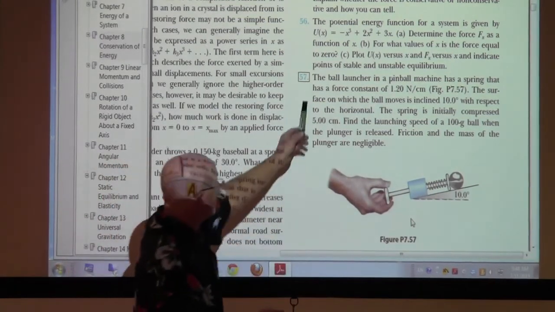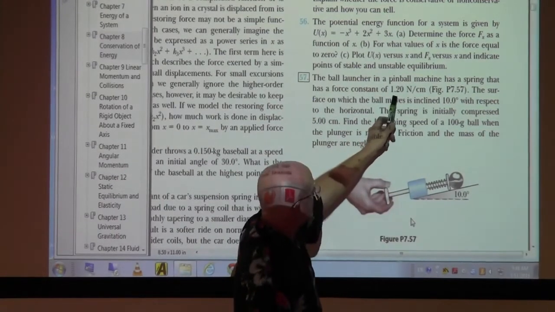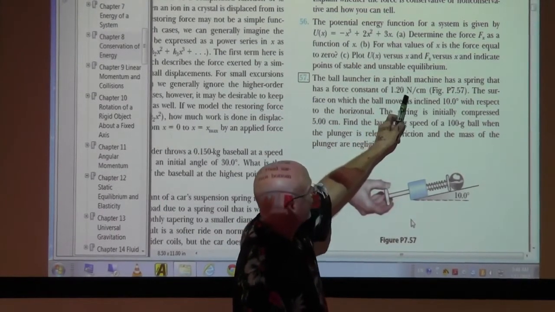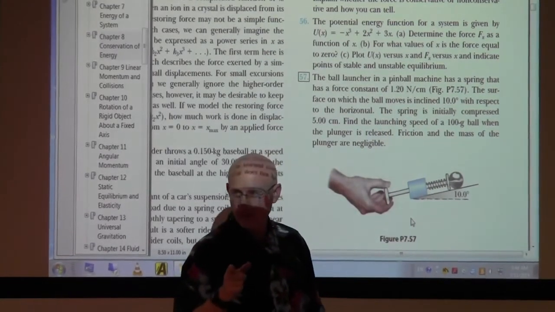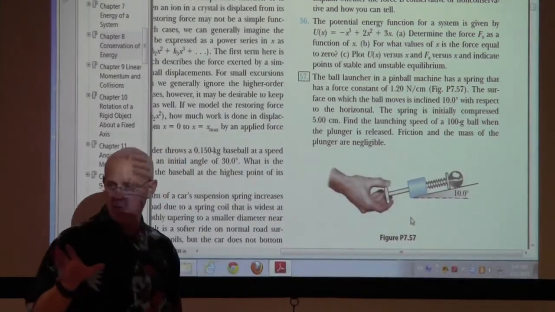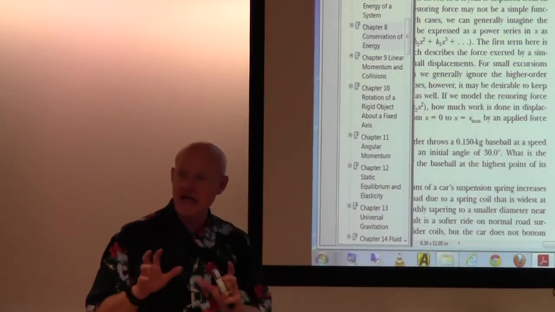All right, so we have a ball launcher on a pinball machine that has a spring constant of 1.2 newtons per centimeter. Don't fall for their little sucker bid on their units. Pay close attention to the units. You would, of course, do that on a test.